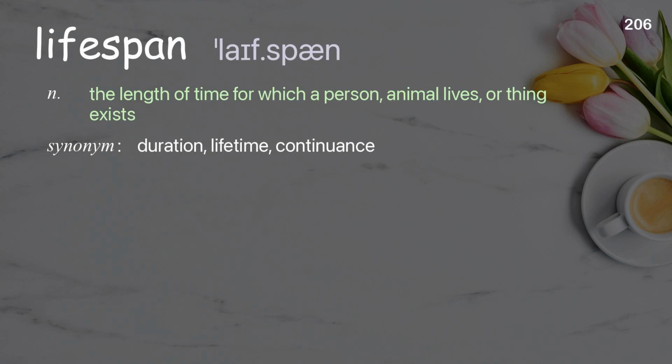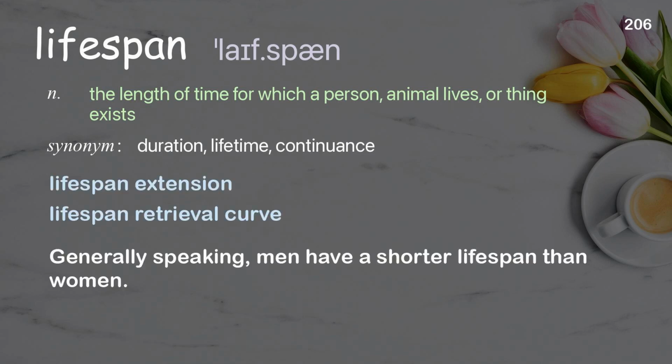Lifespan. The length of time for which a person, animal lives, or thing exists. Examples: Lifespan extension. Lifespan retrieval curve. Generally speaking, men have a shorter lifespan than women.